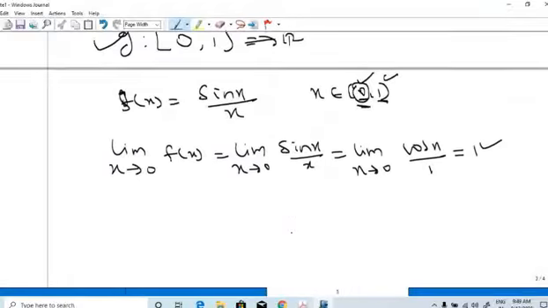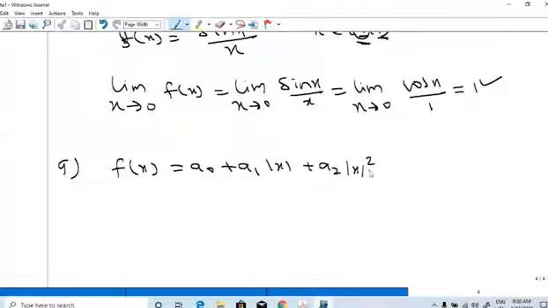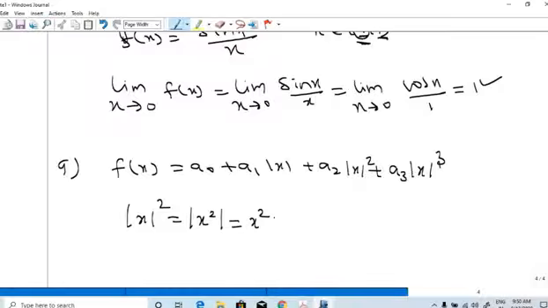So we know that mod x is not differentiable at x equal to 0. The same idea. Suppose f of x is nothing but a0 plus a1 times mod x plus a2 times mod x square plus a3 times mod x cube. Okay. So actually mod x square is the same as x square, right? Mod of x square, since x square is positive, therefore the modulus of x square is nothing but x square. Okay.